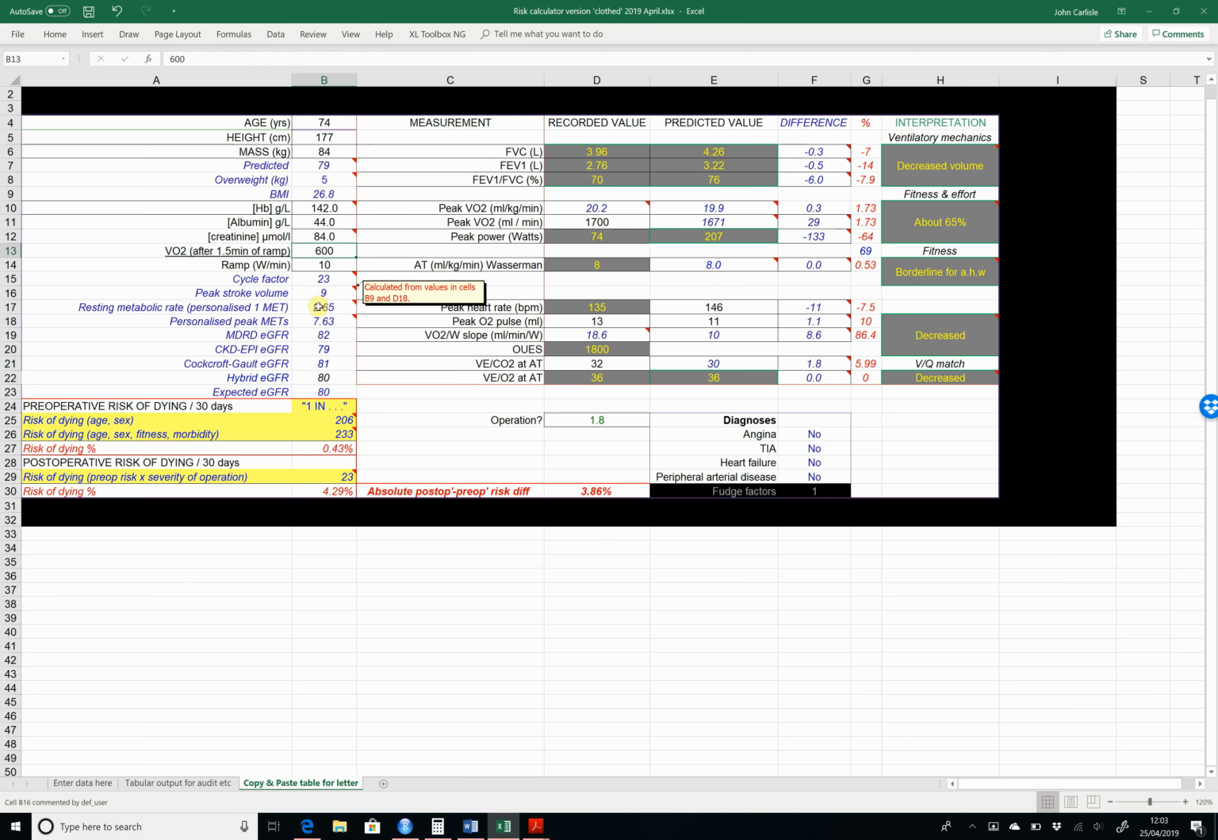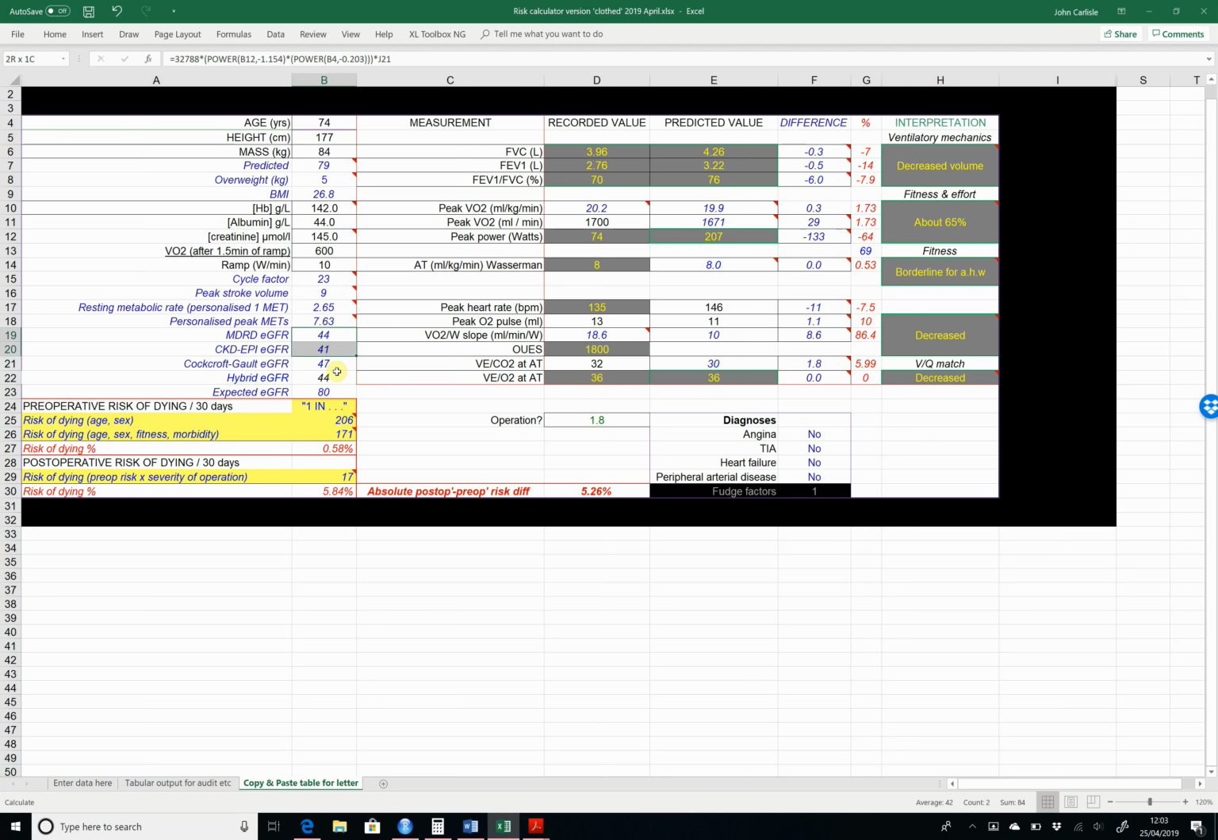We also have 3 standard eGFRs calculated from the creatinine concentration, a hybrid eGFR that I developed, and the expected eGFR for a man at this age. Let's give this man renal impairment and go back to the sheet. You'll see that the expected eGFR is the same, but the calculated eGFRs have fallen.